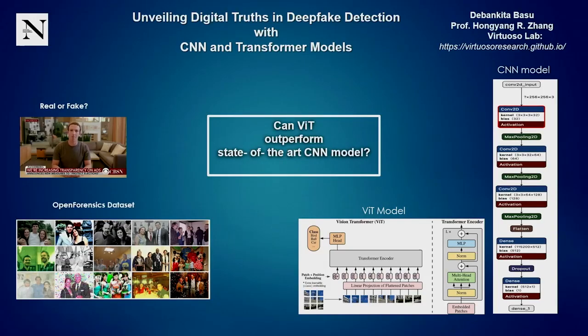In my project, I am leveraging two deep learning models. One is the state-of-the-art convolutional neural network model, and the other is the vision transformer model. I see CNN performing a lot better than the vision transformer model. In my project, I'm aiming to find which one of the models surpasses the other in this detection journey.